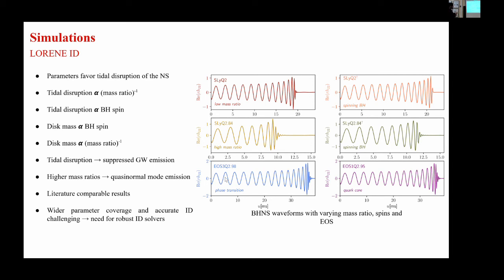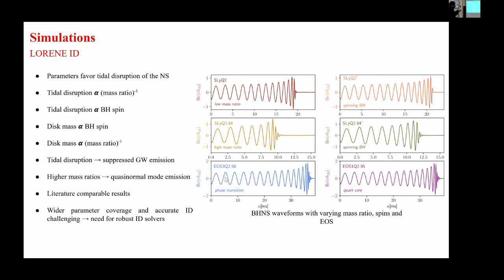And then another interesting thing that we know is when we have a disrupting case, the tidal disruption basically suppresses the gravitational wave emission. And this is seen here. So you can see at the end that the gravitational waves are abruptly cut off. And this is because now the neutron star has been totally disrupted, and all the matter that forms is in very small quantities, accreting onto the black hole. Whereas if we look at high mass ratio mergers, the non-disrupting case, we find quasi-normal mode emissions from such systems.